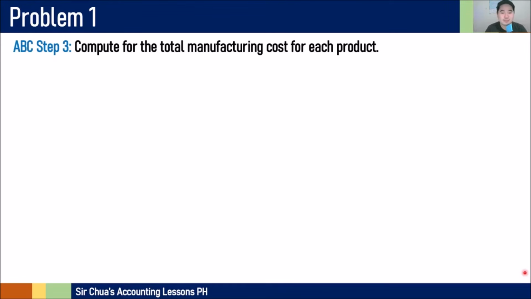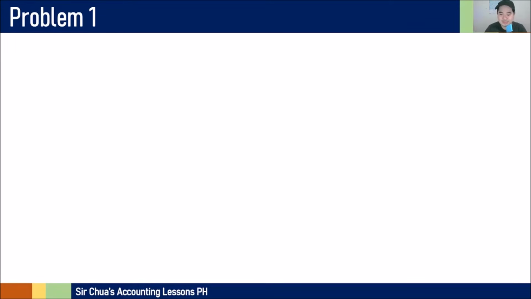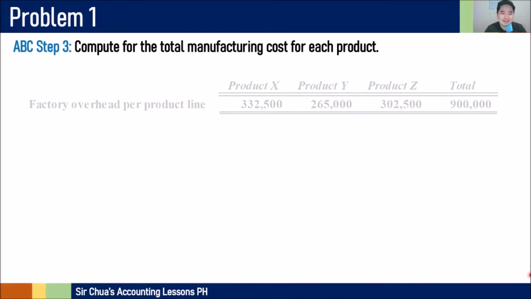Step 3 po natin is syempre, you can now compute for the total manufacturing cost per each product. So, i-add nyo lang po yung magkakapatid: materials, labor, and overhead. Ito po yung nakuha natin kanina sa overhead. San po galing yan? 332, 265, 302, 500. Ito po yan, no? Kinuha ko lang doon. Okay, kasi next slide na ako.